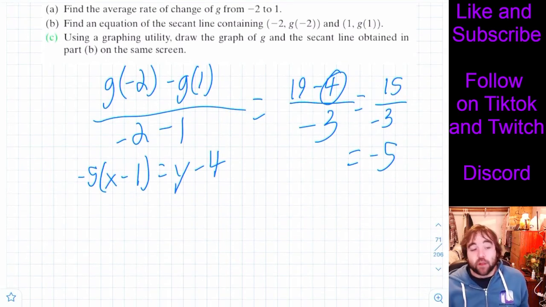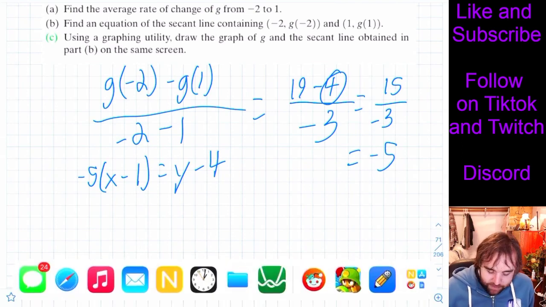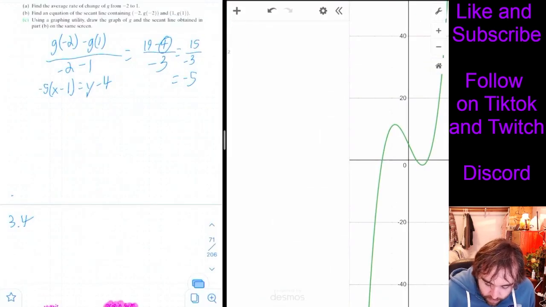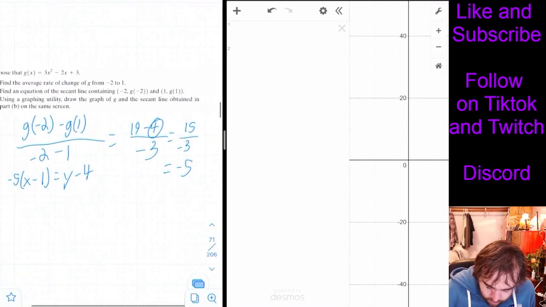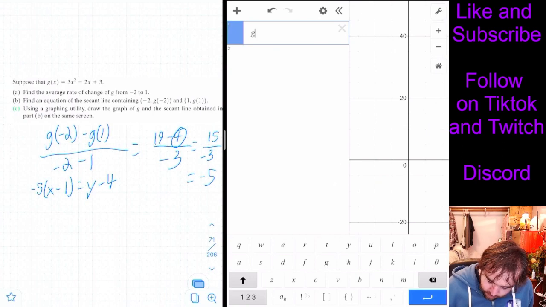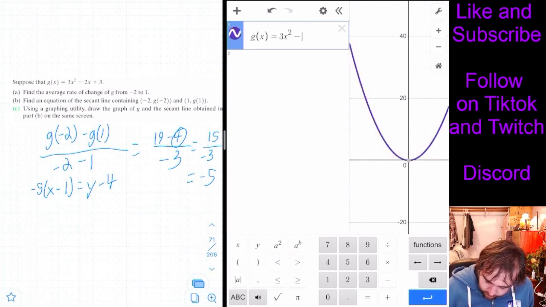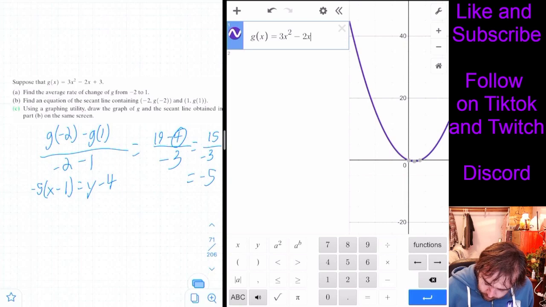And that's the equation of the line right there. They didn't ask for it in any specific form. But there we go. So now, let's go to Desmos, because part C, bring out the graphing calculator. They want us to, what, draw the graph of g? Yeah, I was going to do all that anyway. So g of x equals 3x squared minus 2x plus 1.